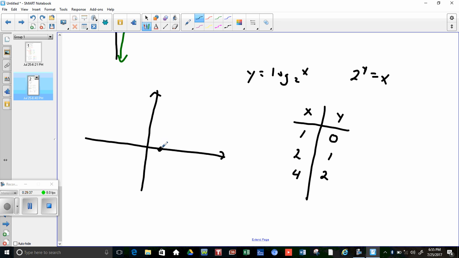So I've got a few points here. So x is 2, y is 1. It's about right there. X is 4 out here, y is 2. It's about right there. It's kind of starting to take that shape that we saw above.